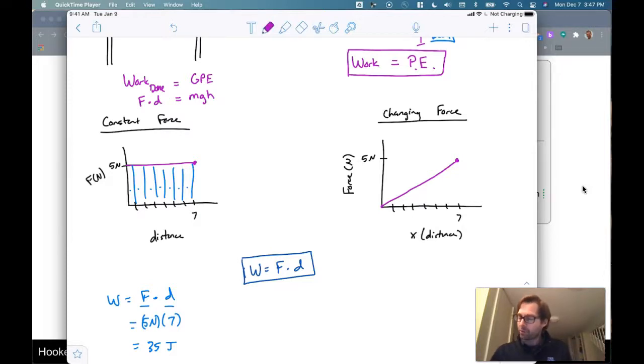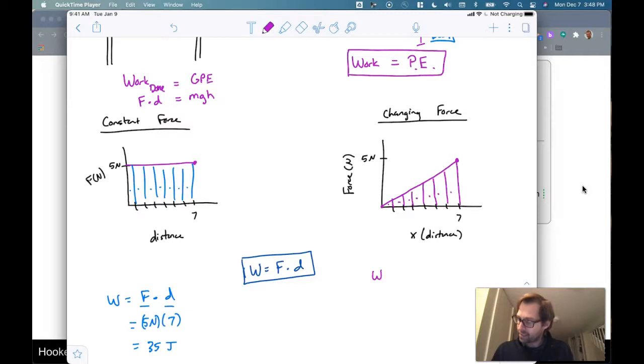And remember when we broke the force into small segments? We can do that here too, except my shape is slightly different. If I were to add up all these small segments to figure out the work done, I would get a triangle instead of a rectangle. So I can use the area under the curve, with the area of a triangle, to help me figure this out. All right, so let's do that.